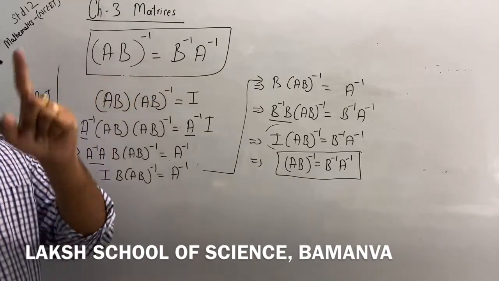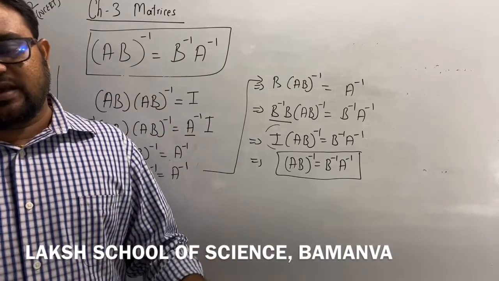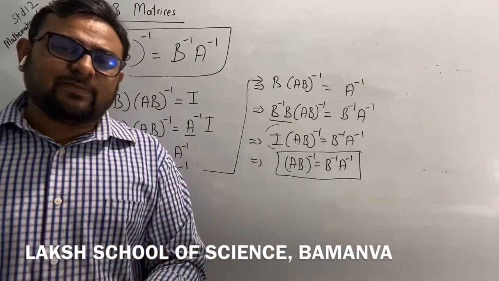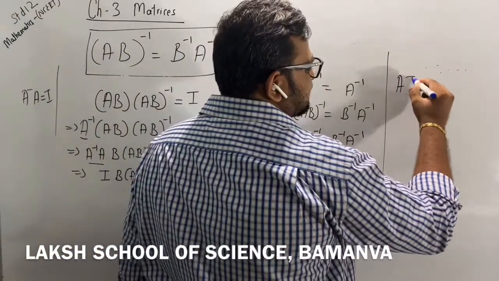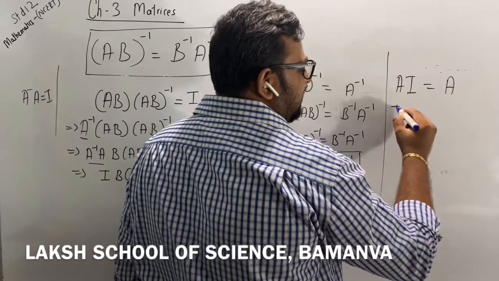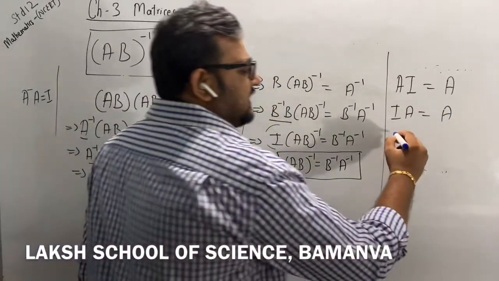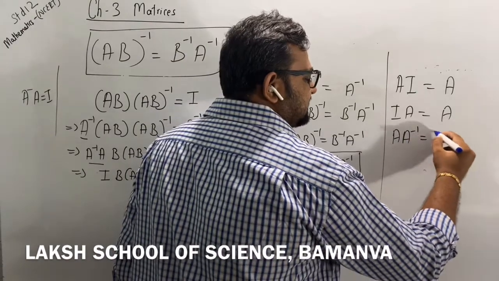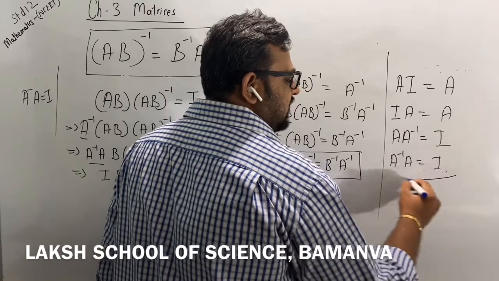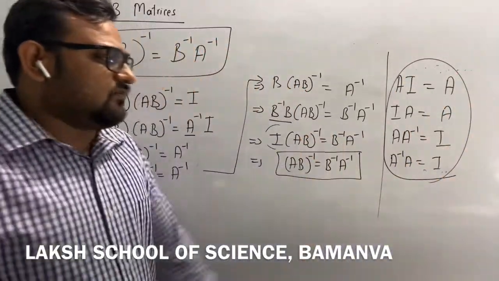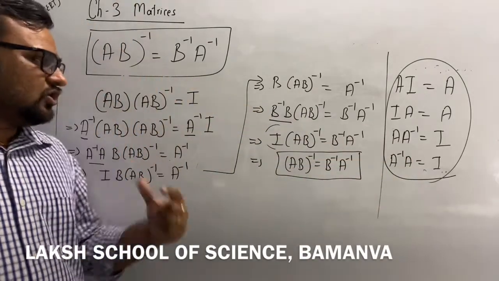And one more thing: any matrix multiplied with I remains the same. I'm writing down here that IA is equal to A. And second, any matrix multiplied by its inverse is equal to the identity matrix, A inverse A equals I. Also, these are very important. Just note it down.